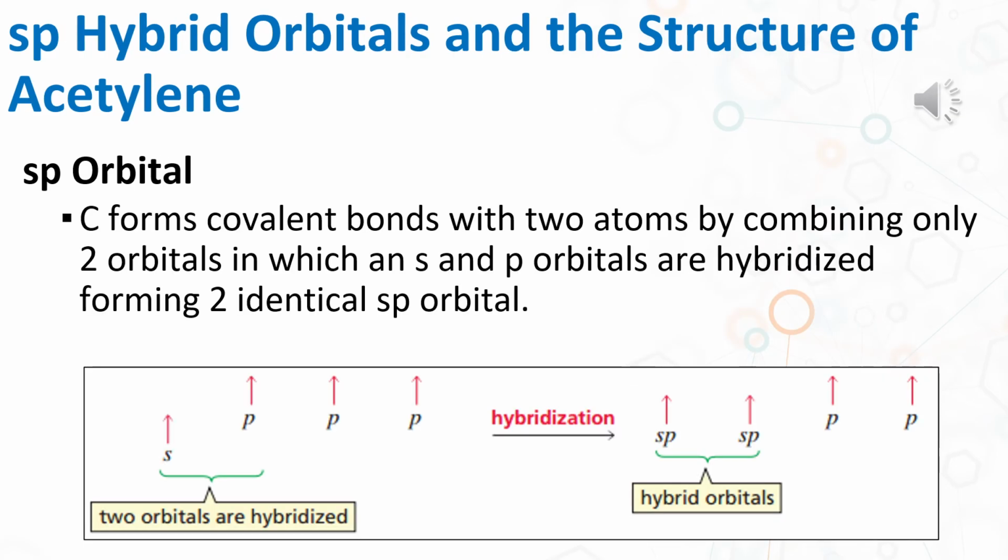Let's have the sp hybridization, wherein we have acetylene as an example. In sp hybridization, one s and one p orbital combine to form two hybrid orbitals. So the structure is just linear. An example, as mentioned a while ago, is acetylene, or C2H2 in chemical formula, which contains a triple bond.